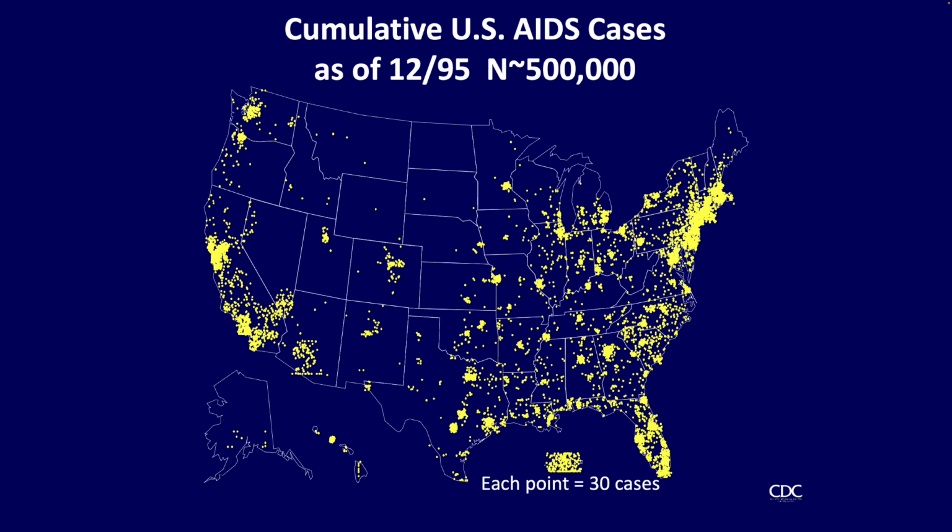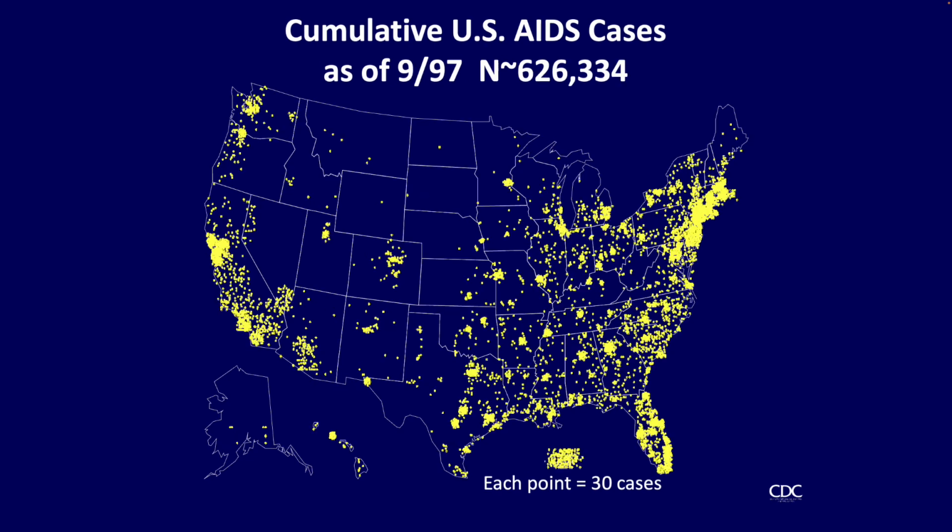By 1995, the AIDS surveillance system had recorded around 500,000 individuals who met the case definition. And by 1997, more than 620,000 AIDS cases had been documented by surveillance. Two important points. First, as we'll see, at this point in time, most people with AIDS died relatively soon after they were diagnosed. So many of the 626,000 people with AIDS reflected in the AIDS surveillance system in 1997 were already dead.